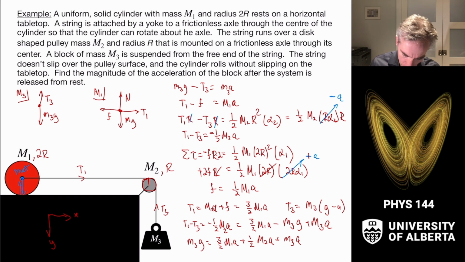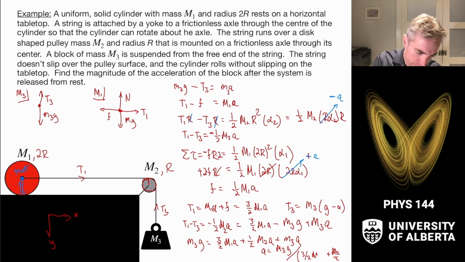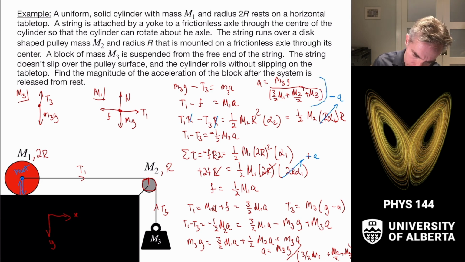And then finally we get an acceleration. Running out of room here. So we get an acceleration that is equal to m3g divided by 3/2 m1 plus m2 over 2 plus m3. There's no a in there because we factored it out. That's a mess, let's rewrite it up here. So a, as we have solved, is m3g over 3/2 m1 plus m2 over 2 plus m3. All right, and that is our lovely final answer.